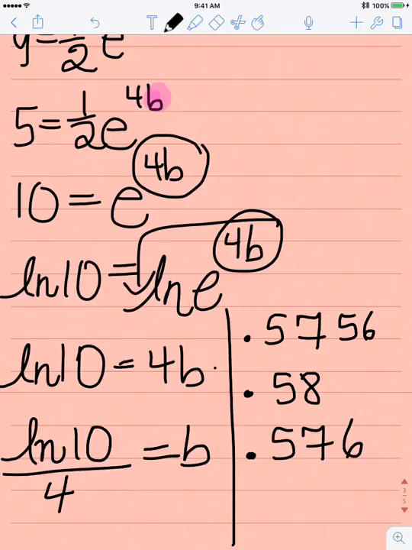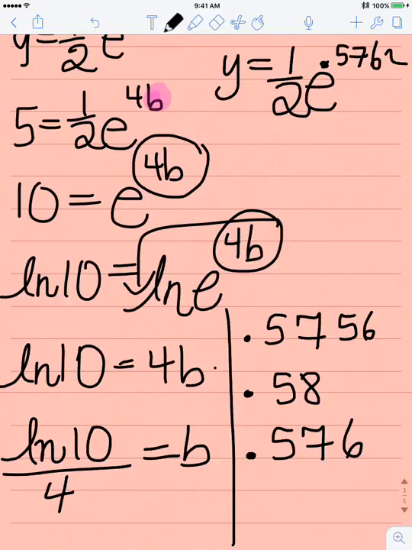The final answer, had I asked you on a quiz, if I ask you, well, what's the function, is going to be y equals 1/2 e to the 0.576x. And that would be the final answer on a quiz, but on assessments, I just want you to give me b because that was the most involved step.